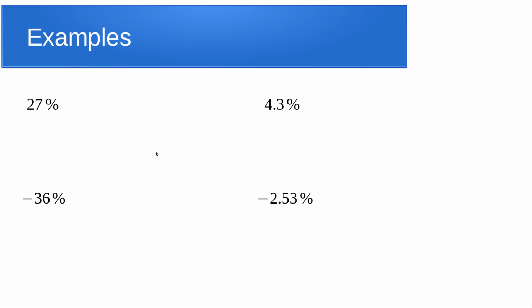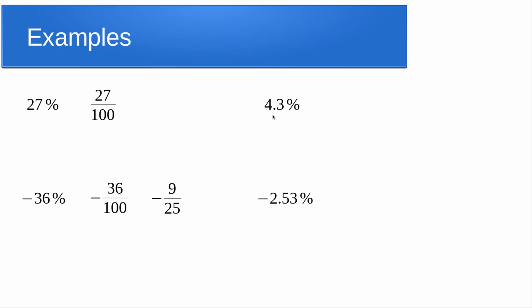Okay, so here we've got 4 examples. So let's start with this one. 27 per cent, that means 27 over 100. Done. Finished, nothing more to do. Well, if there's a negative in front, no difference. Minus 36% means minus 36 over 100. Remember though that we can simplify fractions, so what we're going to do here is divide the top and the bottom by 4, so we get minus 9 over 25.